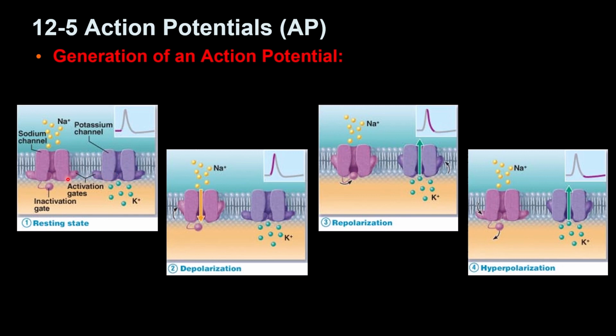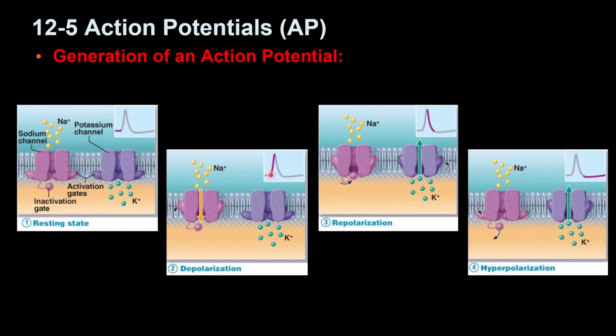When these activation gates are closed, it prevents movement of ions. So sodium cannot enter the cell, and potassium cannot leave the cell. Nothing is going on, negative 70. Now a stimulus comes. Once the stimulus comes, the activation gate opens up. The inactivation gate is already open, so nothing is happening there.